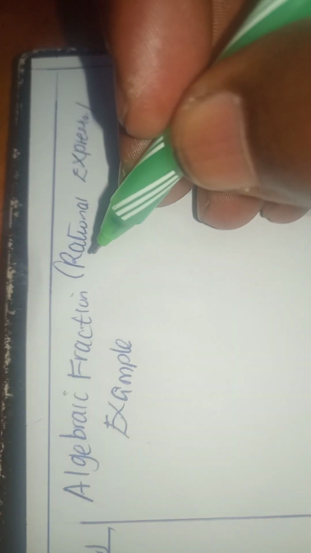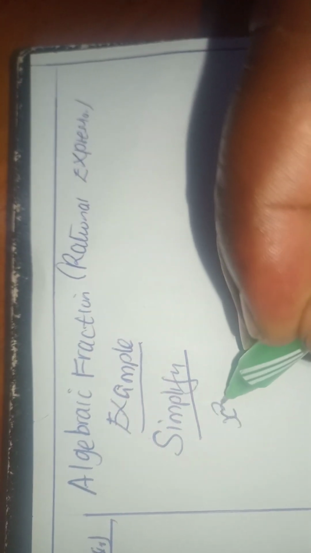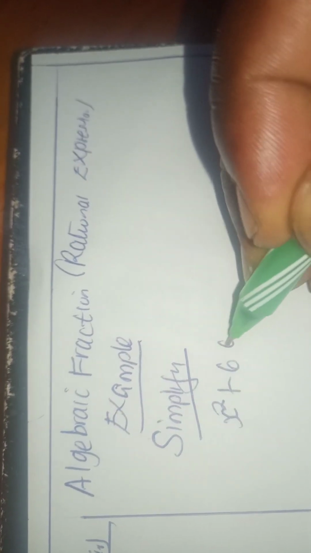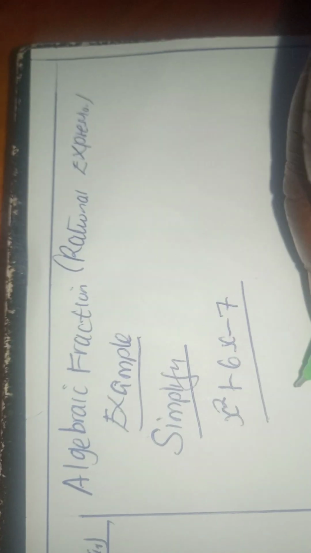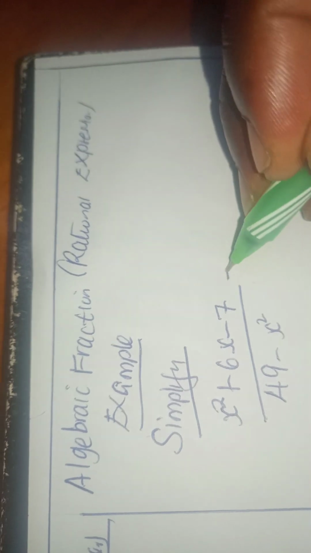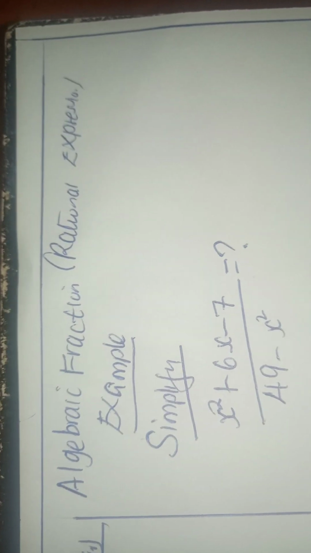Today we're going to do an algebraic fraction or rational expression, and I'll give you an example. Simplify x squared plus 6x minus 7 all over 49 minus x squared. What's the answer? That's what we'll know in just a few moments.